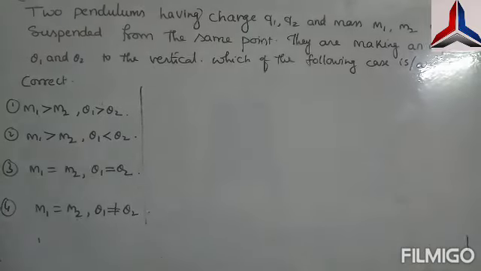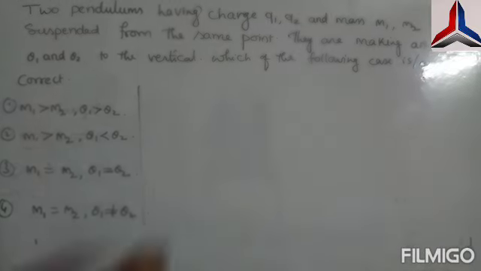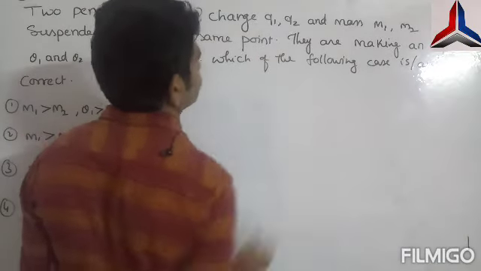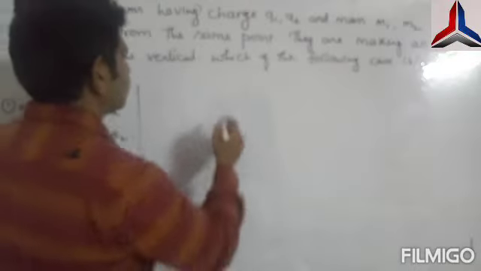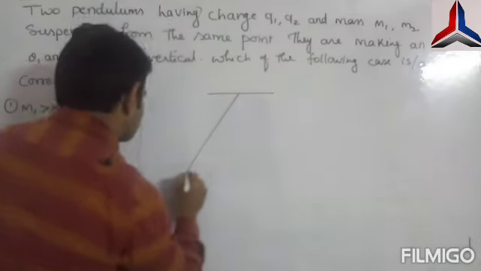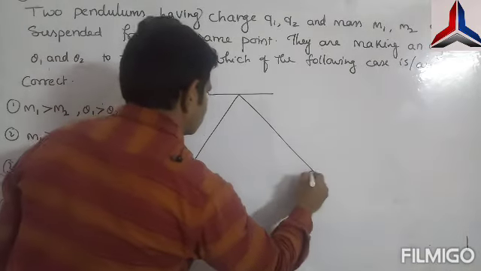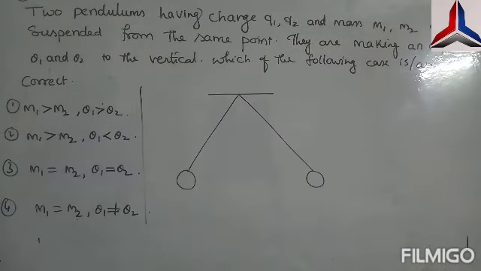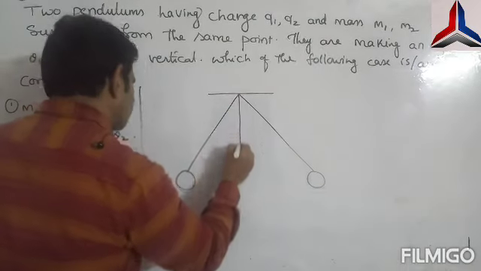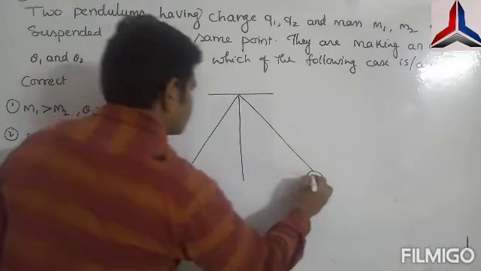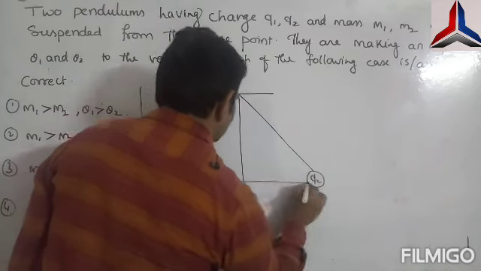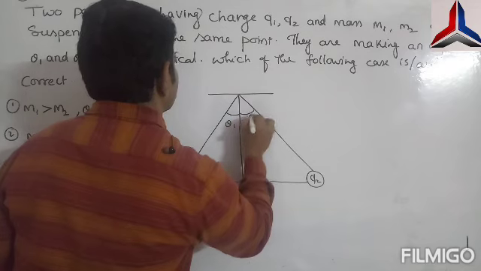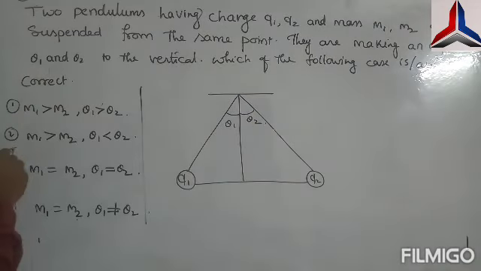Two pendulums having charges Q1 and Q2 and masses M1 and M2 are suspended from the same point. Look at here. They are making an angle θ1 and θ2. This is Q1, this is Q2. They are making an angle θ1 and θ2. Which of the following statements is correct?